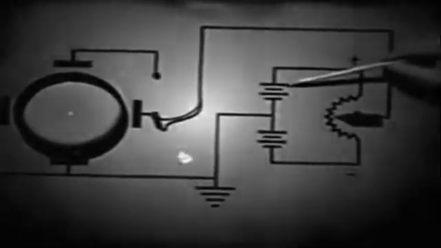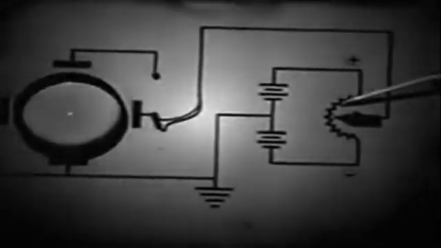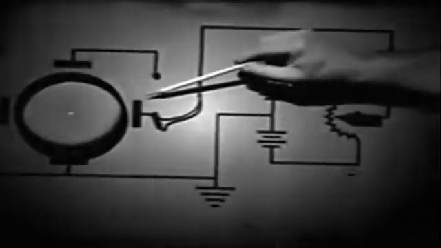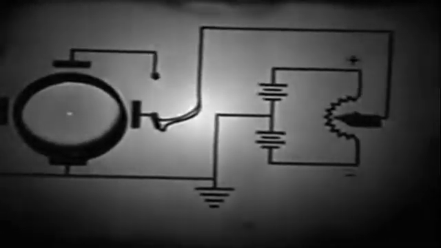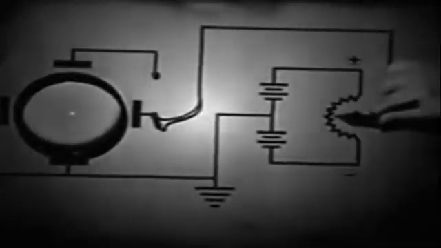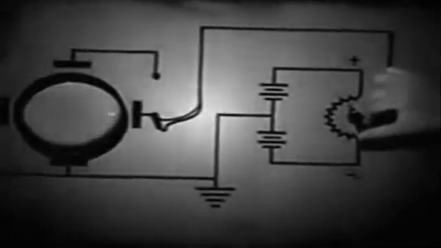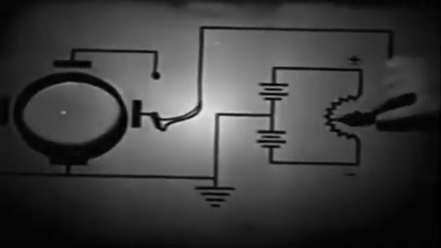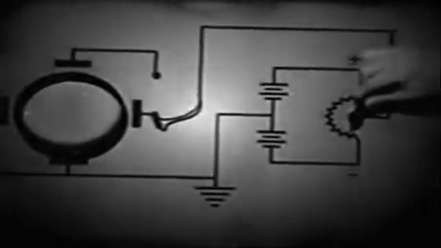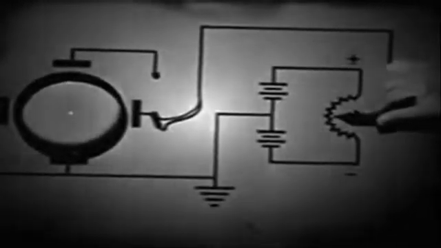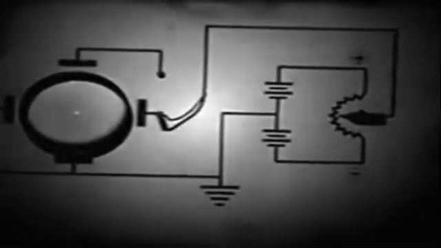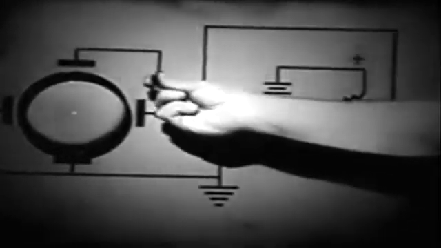Now, with a battery and a potentiometer, we apply a varying voltage to the horizontal deflection plates. Notice that as the voltage is increased positively, the spot is attracted in that direction. If the voltage is increased negatively, the spot is repelled. The same effect can be produced at the upper pin jack.